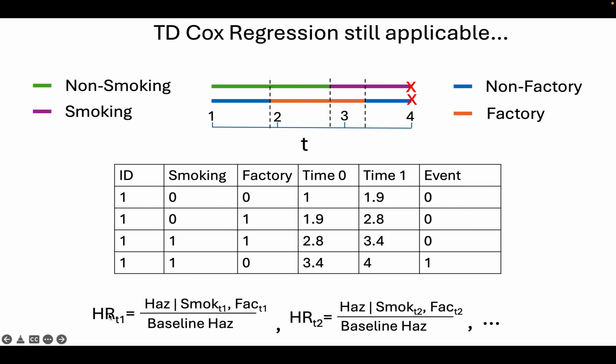And again, you have a hazard ratio during each of these time points. And you can look at them separately if you are interested in how the hazard ratio changes over time. Or you can, like I said before, have some overall effect of smoking controlling for factory work, and that would be some type of weighted average.